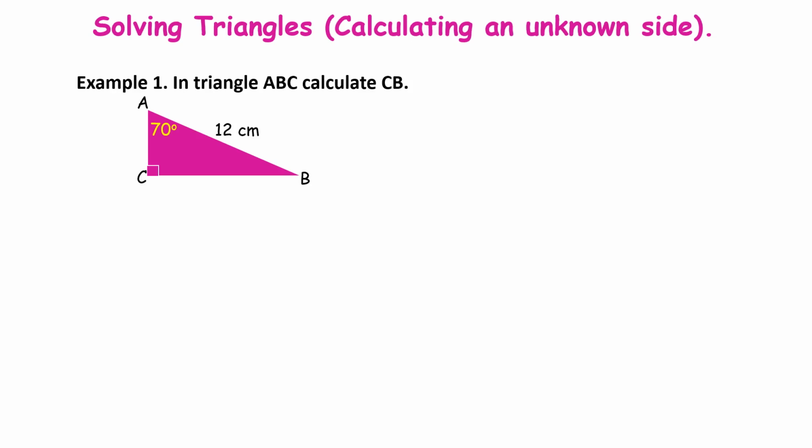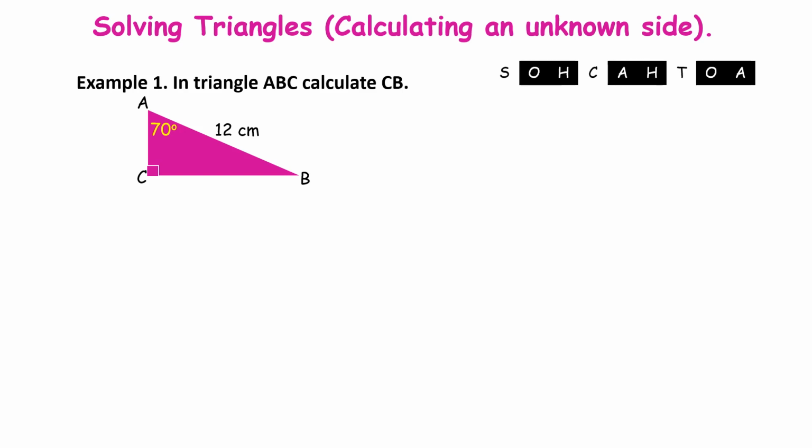In this video, we're going to look at how we can solve different sides and angles of a triangle using trigonometry. We're going to start with calculating unknown sides. So in this triangle ABC, we want to calculate BC. We first have to name the sides of the triangle before we can decide which trig function we should use.